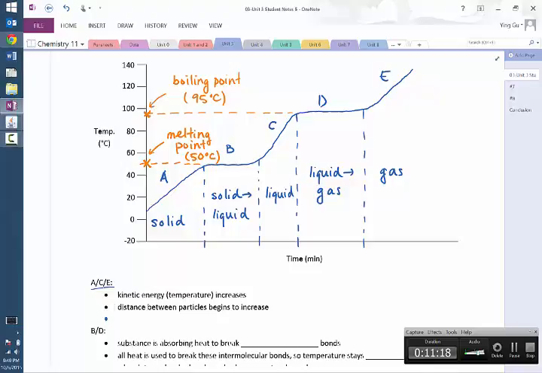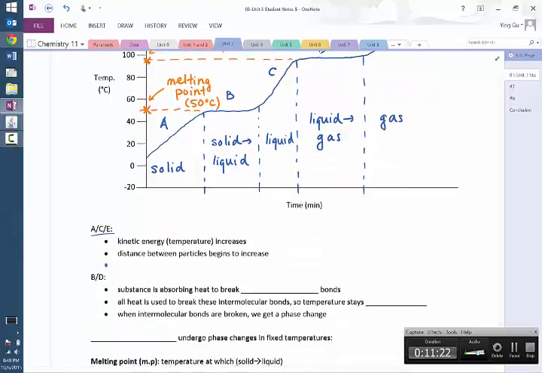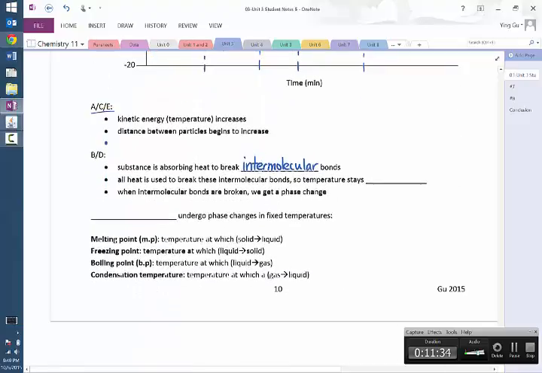In sections B and D, where we have the plateaus, the substance is absorbing heat to break the said intermolecular bonds. All the heat is being used to break these bonds, so temperature stays constant. When intermolecular bonds are broken, then we get a phase change.